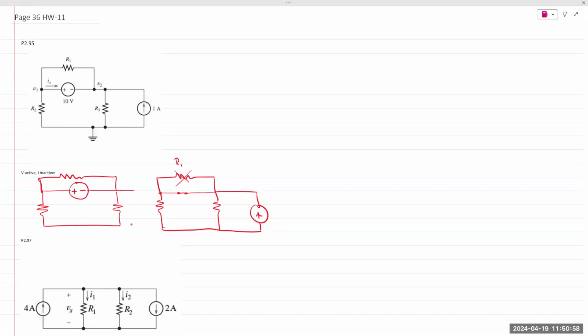Anything that's in parallel, if there's a voltage source across it, the voltage source is shorted out. In real life, you'd have a spark and an explosion.